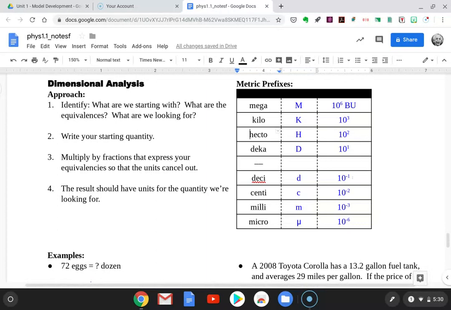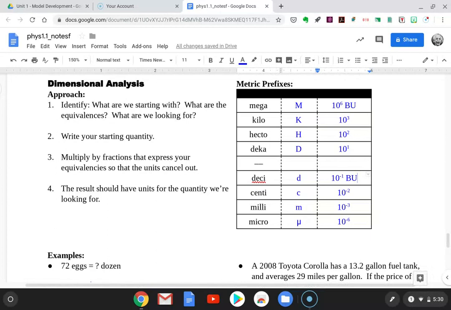Deci is 10 to the negative 1. So again, this is 10 to the negative 1 base units. If I have 1 decimeter, it is 10 to the negative 1 meters, and that would be an equivalent statement. If I have 1 centimeter, that's 10 to the negative 2nd meters. If I have 1 millimeter, it's 10 to the negative third meters, and 1 micrometer is, again, 10 to the negative sixth meters. And so understanding them in those terms, I think, makes it a little bit easier.